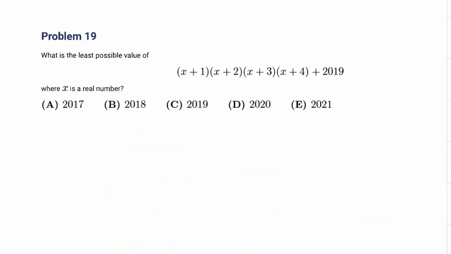Okay, question number 19. What is the least possible value of this polynomial, okay? So they're asking us for the minimum, right? The least number is what? Minimum. In order to find the minimum, we need what? Quadratic form, okay? Because in quadratic form, this is the minimum or this is the maximum.